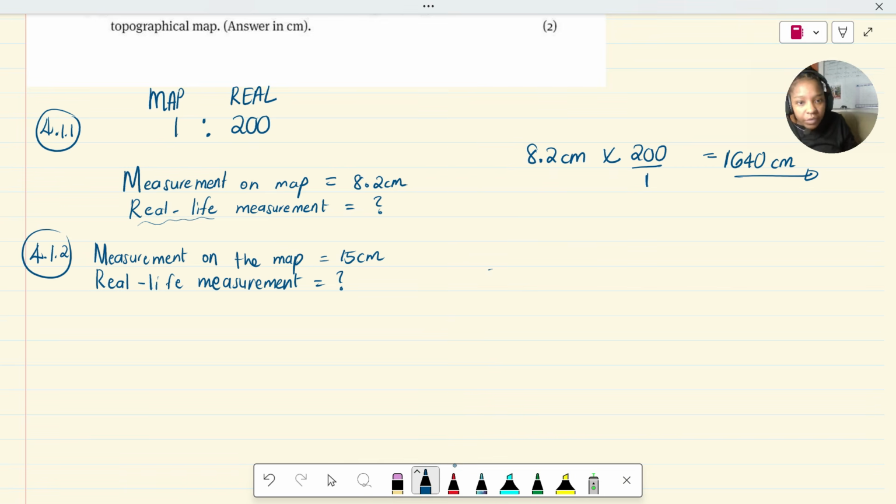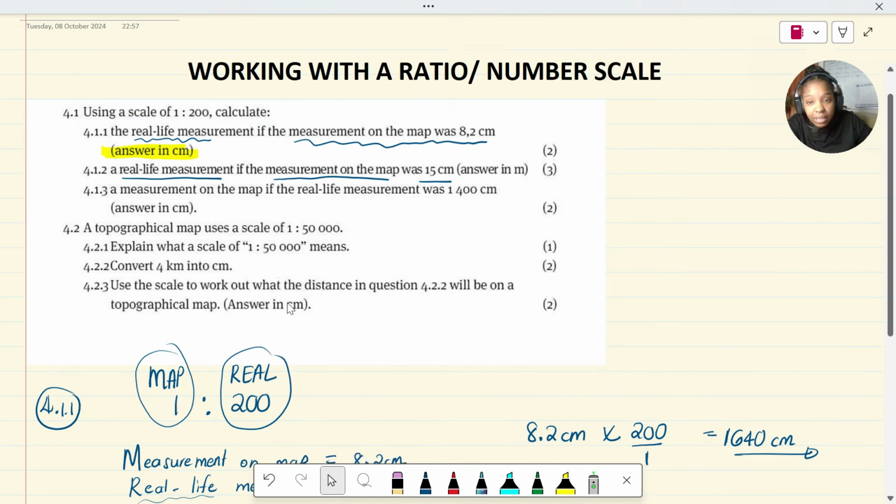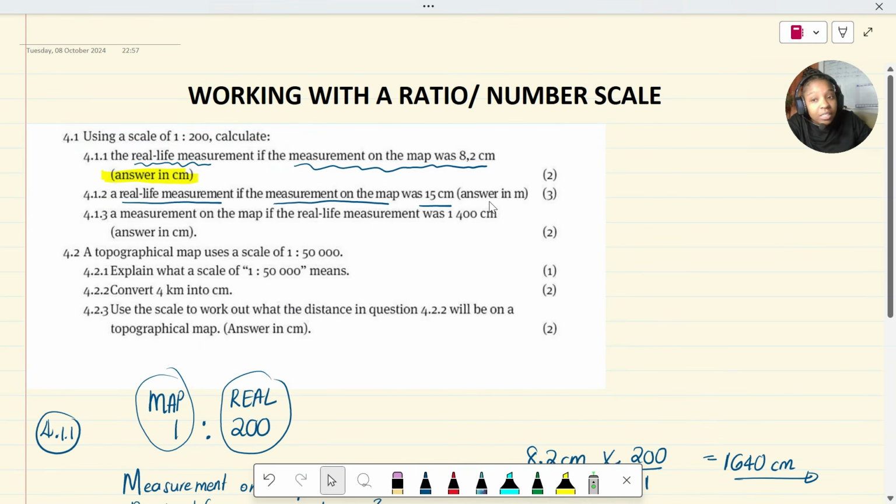We're going to take your 15 centimeters, that's what we're given, and multiply by what we want. What is it that we want? We want the real, so we multiply by the real, divided by the other value. If you take 15 multiplied by 200, you actually get 3,000. The centimeters haven't cancelled, so it's just centimeters. So the real life measurement, if the measurement on the map is 15 centimeters, is 3,000 centimeters. And they now asked us to give our answer in meters.